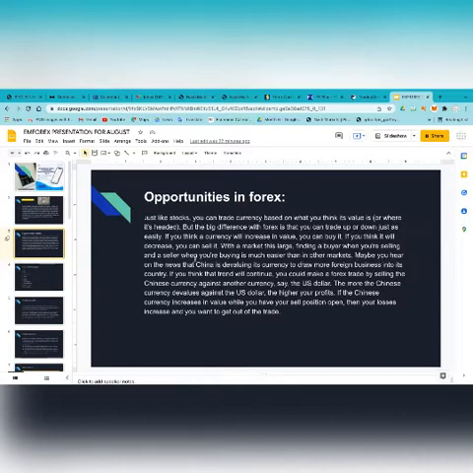Maybe you hear on the news that China is devaluating its currency to draw more foreign businesses into its country. If you think that the trend will continue, you could make a forex trade by selling the Chinese currency against another currency, say the US dollar for instance.